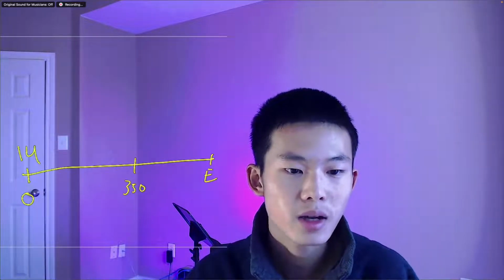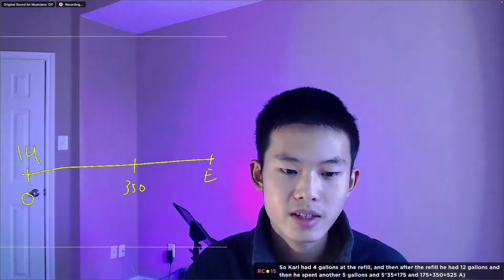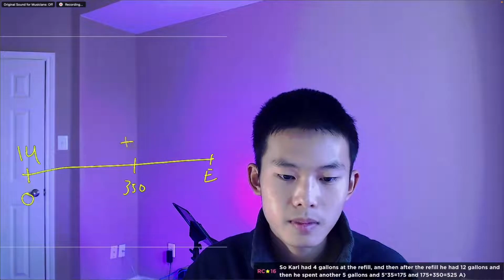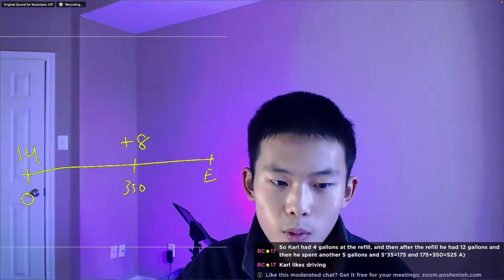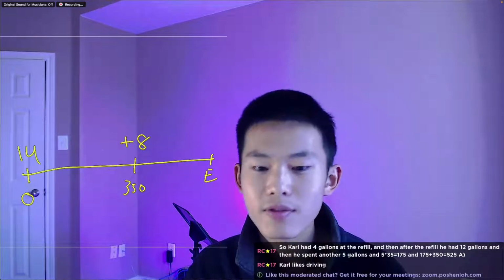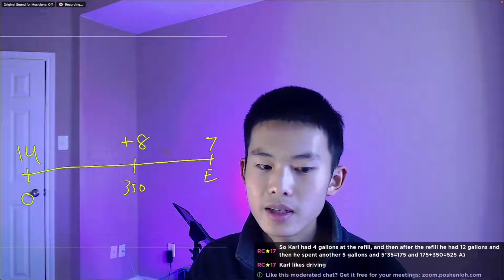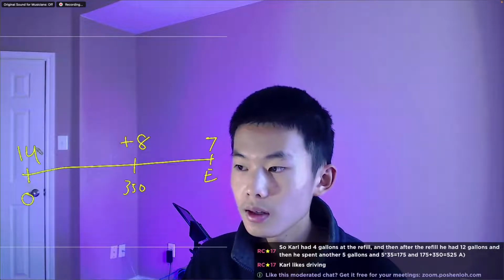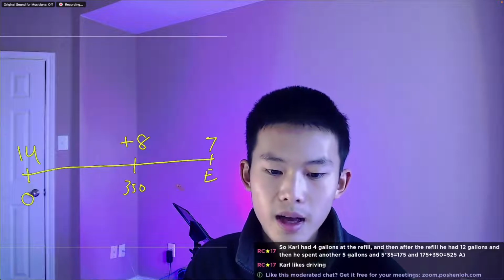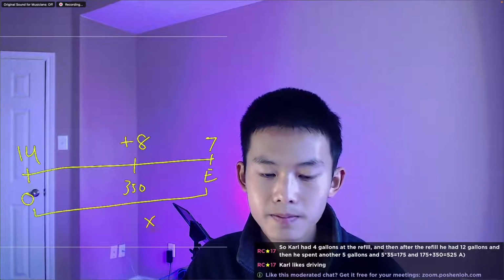At 350 miles, he bought 8 gallons of gas, so he has plus 8 gallons of gas. And then when he finally arrived, his gas tank was half full. So he has 7 gallons of gas when he finally arrived, because his total is 14. So we can see here that we want to figure out the total distance, which let's just say is x.